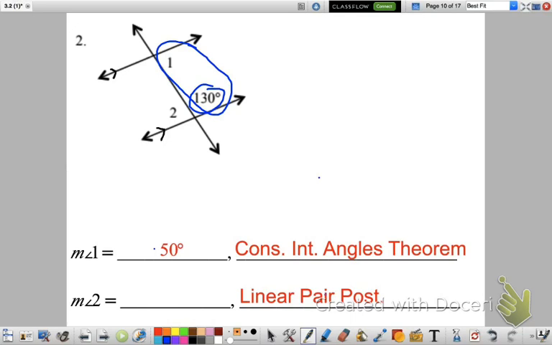I'm going to use the linear pair postulate. The linear pair postulate says that a linear pair is supplementary. Since the 130 and angle 2 are a linear pair, I can subtract 130 from 180, and I'll get that the measure of angle 2 is 50 degrees.